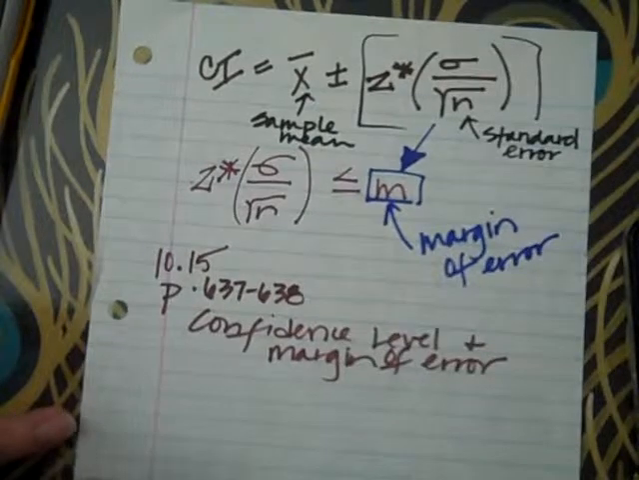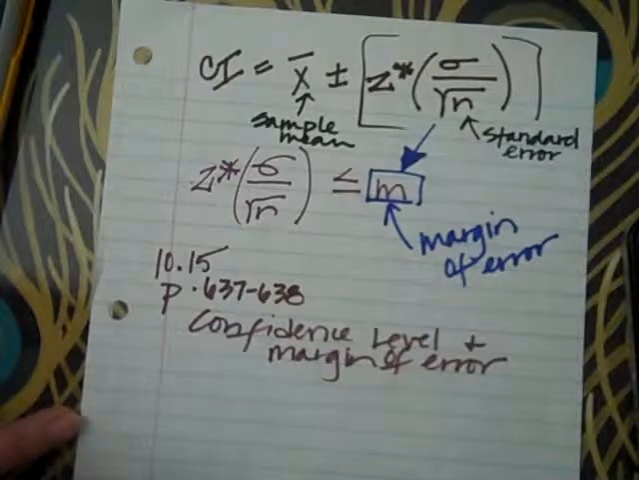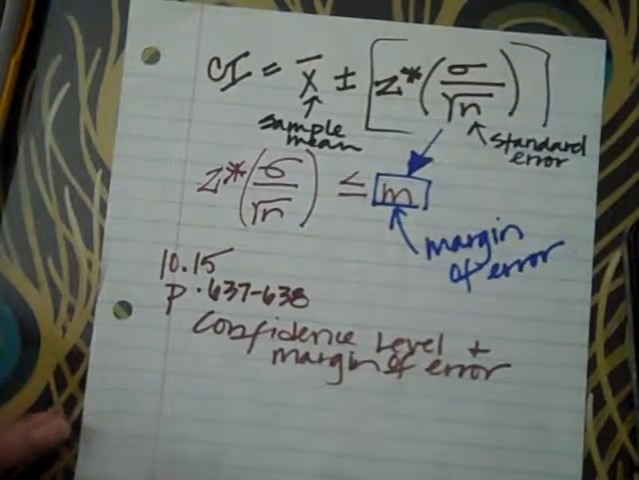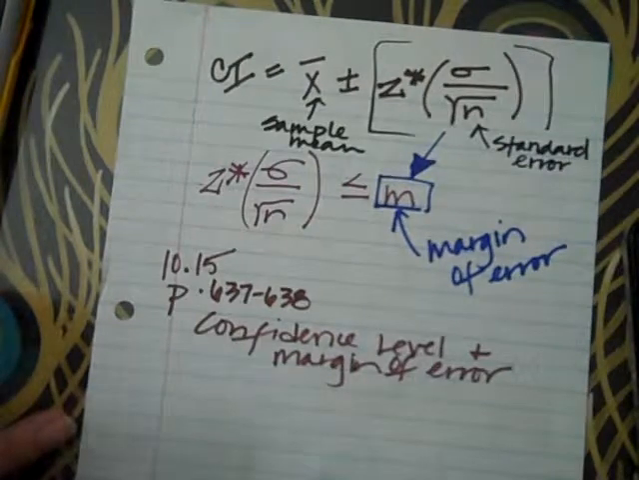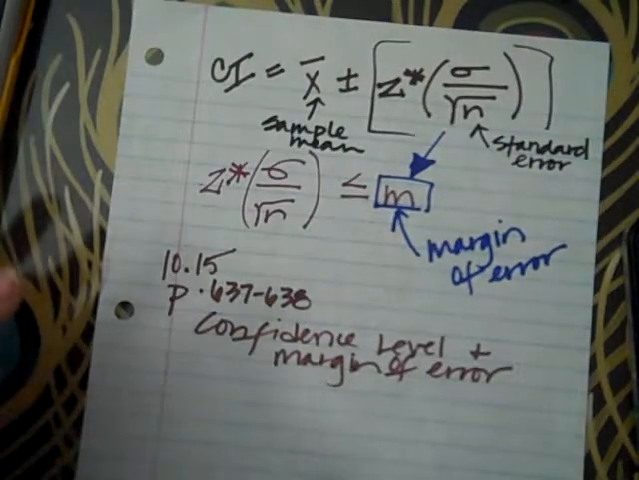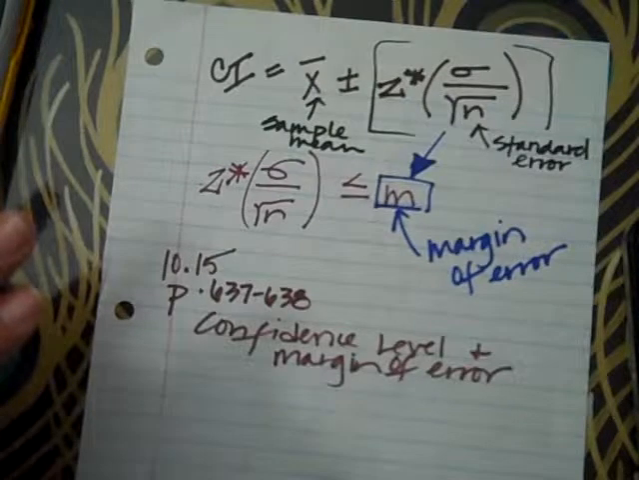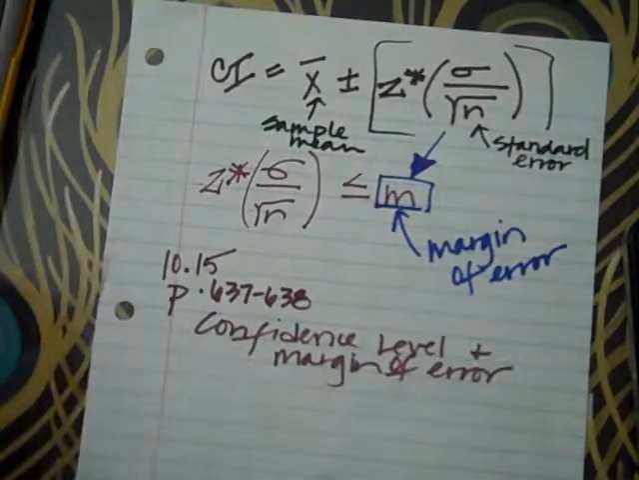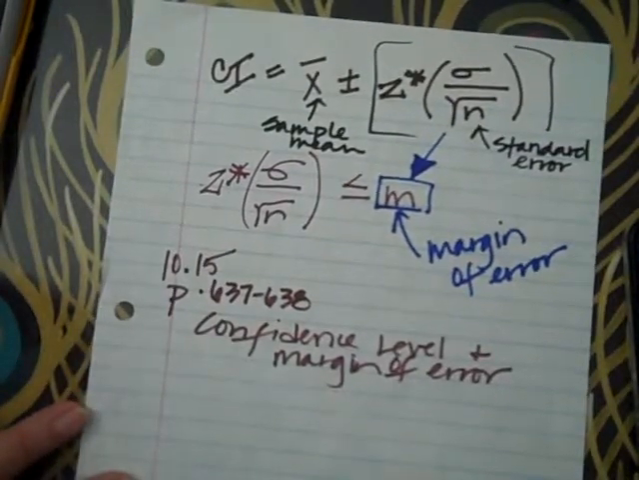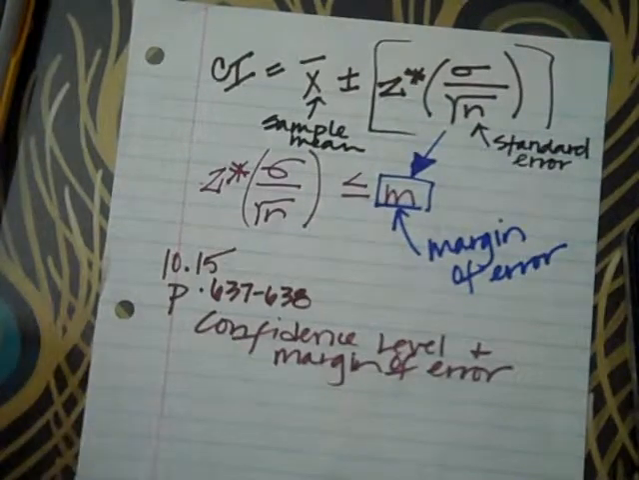I want to discuss problems 10, 15, and 18 with you prior to the 10.1 quiz that you need to take today. This is an exploration about confidence intervals and the effects of sample size and confidence level on your margin of error in a confidence interval. In the first problem, 10.15, I started on page 637.